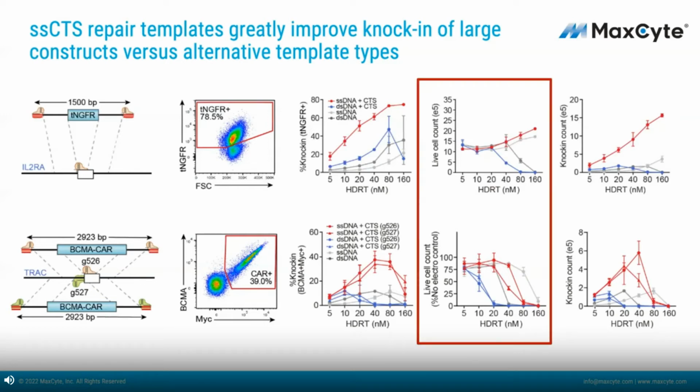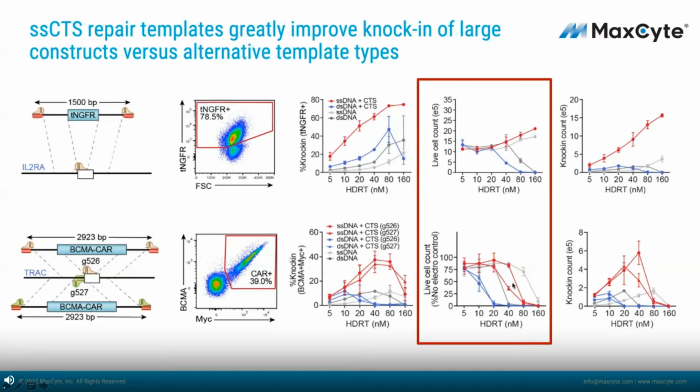And so, again, being able to get around this toxicity means that you can use higher amounts of the HDR template for your process, thereby achieving higher knock-in efficiencies. And even more importantly, you can be sure that your cells are healthier throughout the process. So if you are making a cell therapy, you will have more active cells and more happy active cells at the end of the process, thereby likely leading to a more efficient therapy.